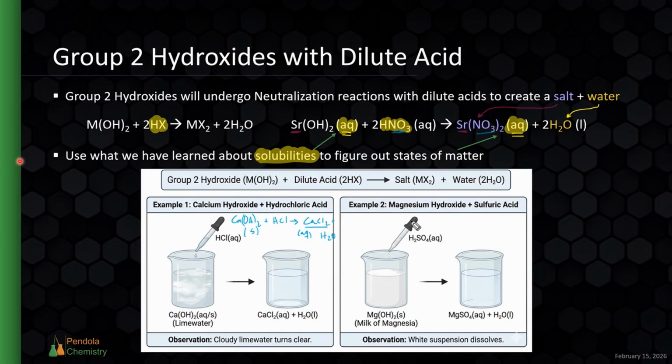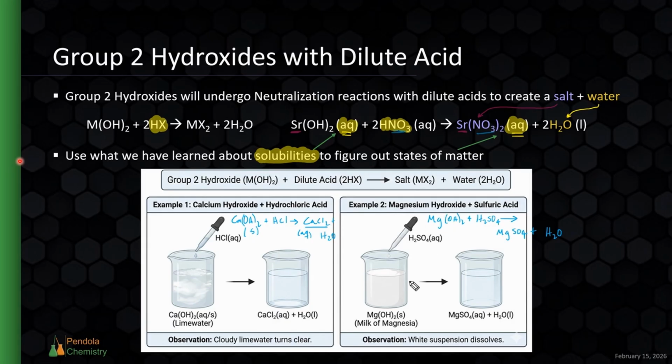On the other hand, if we're reacting magnesium hydroxide, which is completely solid, magnesium hydroxide is fairly insoluble. When magnesium hydroxide reacts with something like sulfuric acid, H2SO4, what we get is magnesium sulfate, MgSO4, plus, again, water, which we always get.